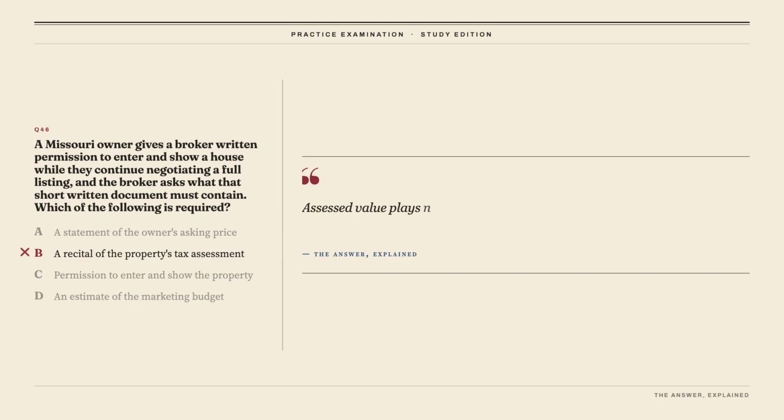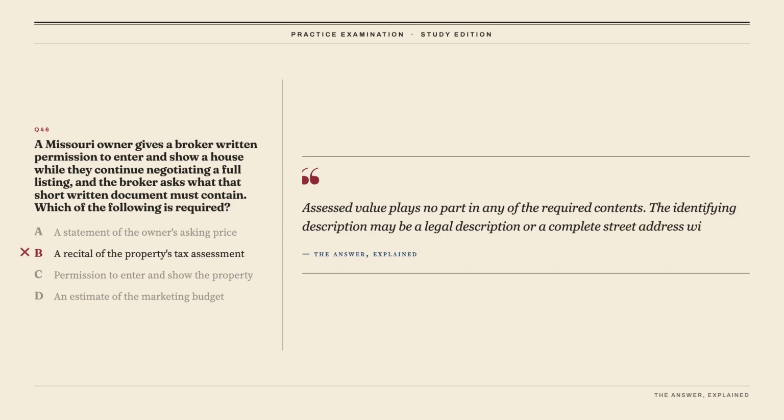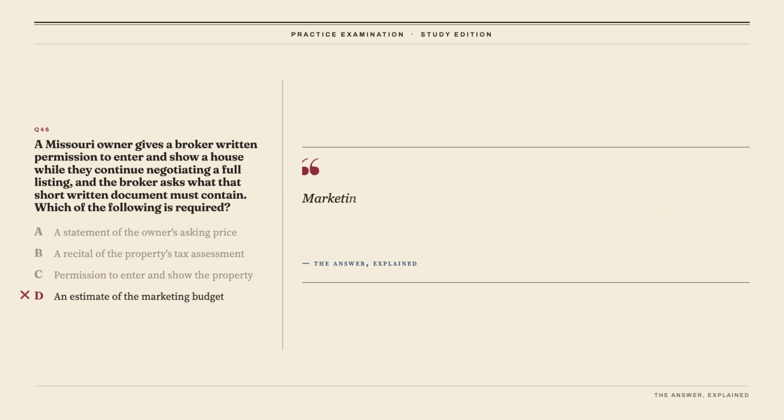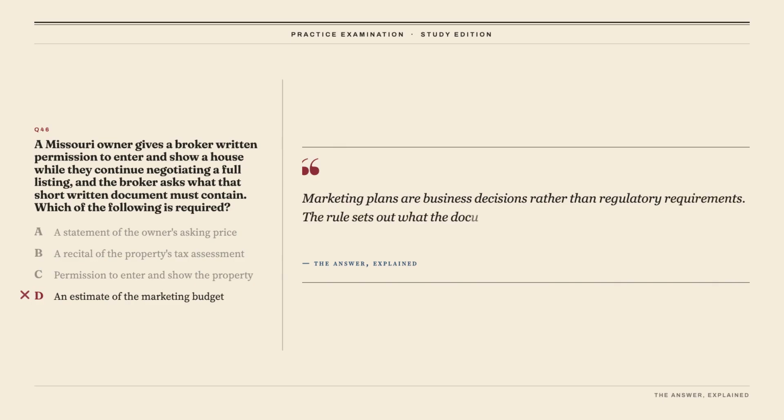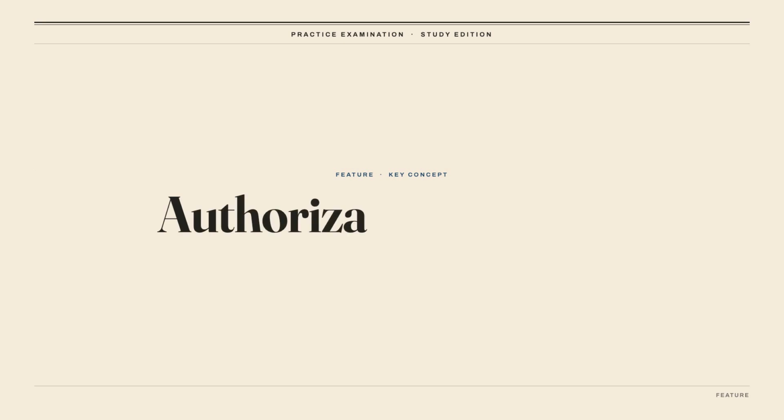B is wrong because assessed value plays no part in any of the required contents. The identifying description may be a legal description or a complete street address with city. D is wrong because marketing plans are business decisions rather than regulatory requirements. The rule sets out what the document must say to authorize entry and showing lawfully.